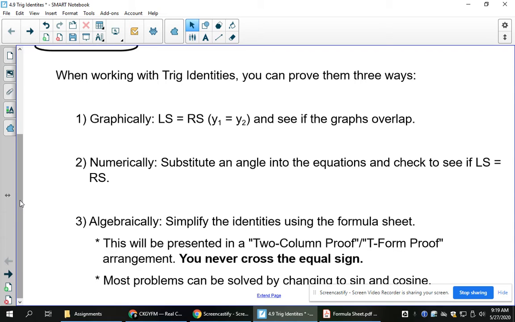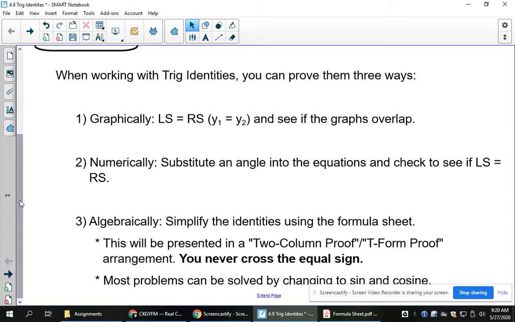Numerically, we'll do a couple examples of numerically. This is where you actually sub an angle in. So I might say, prove this identity for 60 degrees. You would actually put 60 degrees in for theta or for x, and you would make sure that the numbers end up being the same. Now, the problem with numerically is that it only works for that one number. So in my example, it would only work for 60 degrees. It doesn't prove that equation for all angles, which is what we're really after.